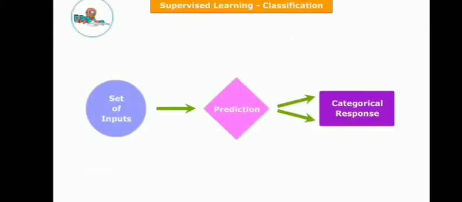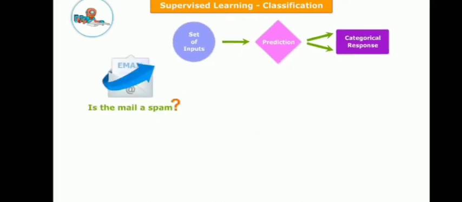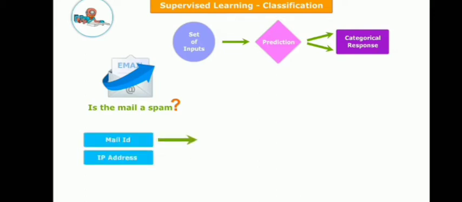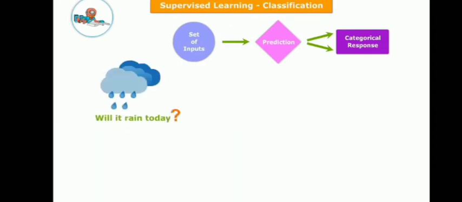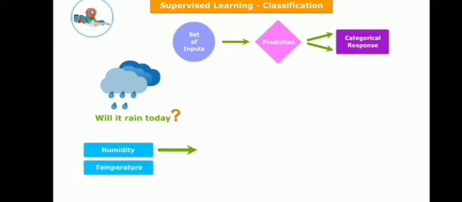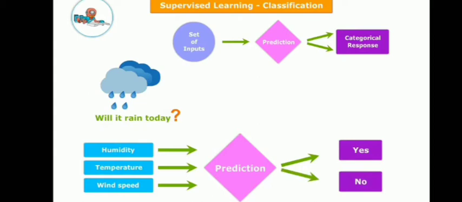In classification problems, the output is predicted as categorical response based on a set of inputs. The machine predicts one of the values in a set of values. In other words, the output variable is a category such as yes or no, or authorized or fraudulent. Some examples are: is the mail a spam? Based on inputs like sender mail ID, IP address, subject of mail, timing, etc. Will it rain today? Based on inputs like humidity, temperature, wind speed, etc. These are yes or no type questions called binary classification.